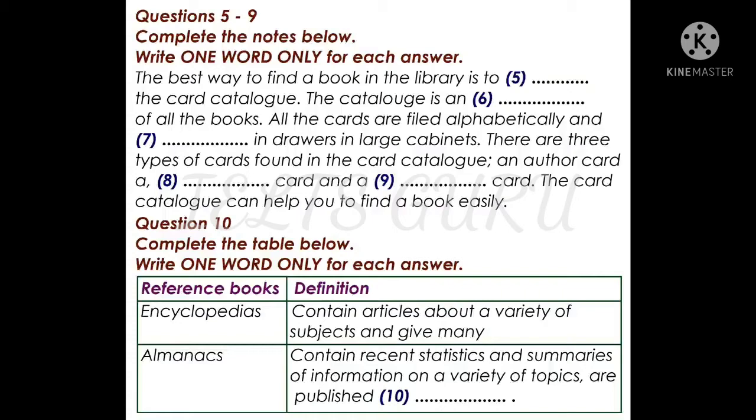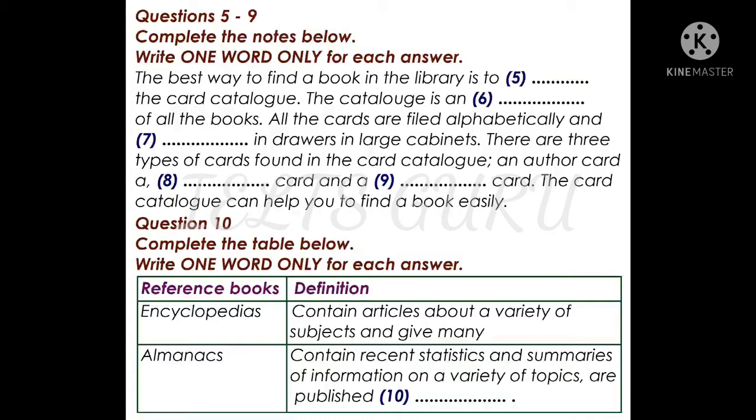Now let us see the reference books. We all know that reference books make up an important part of a library's non-fiction books collection. They contain facts and information about any subject you can think of. Reference books are not meant to be read from cover to cover. You should use them when you want important facts and information about a particular subject.